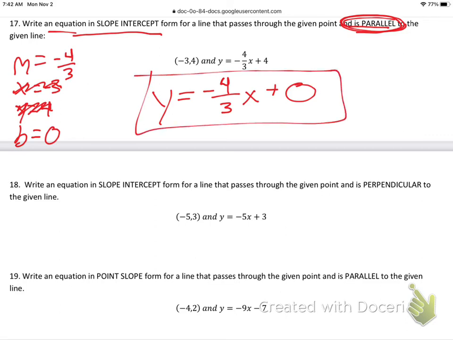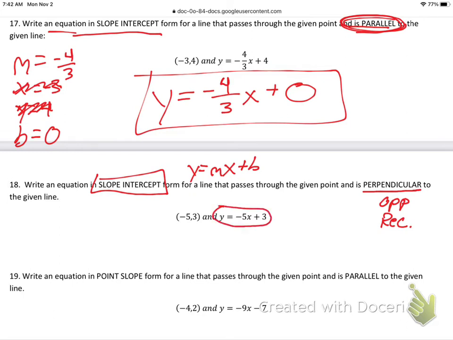Go on to 18. It's going to be in slope-intercept form, just like we did before. So it's got to be y equals mx plus b for a line that passes through the given point and is perpendicular. Perpendicular means we do the opposite and the reciprocal. I'll explain what that means in a second. What we're going to do is worry about this equation first. I'm going to take the slope from that. The slope from that is -5, all right? Once I do that, I'm done with it. I don't need to worry about anything in that equation anymore.